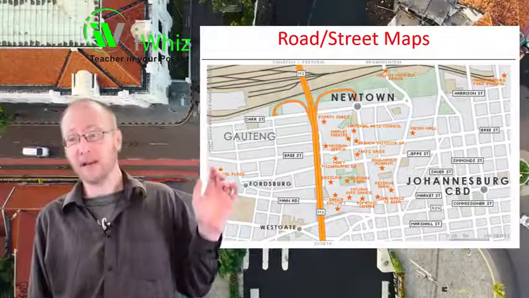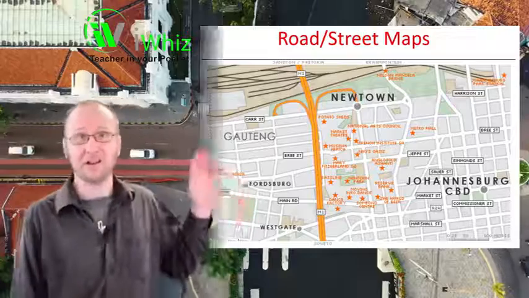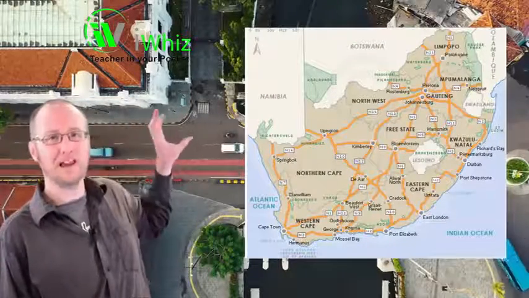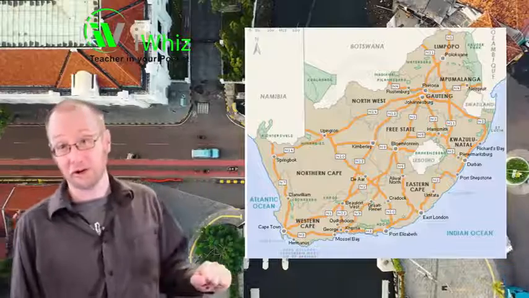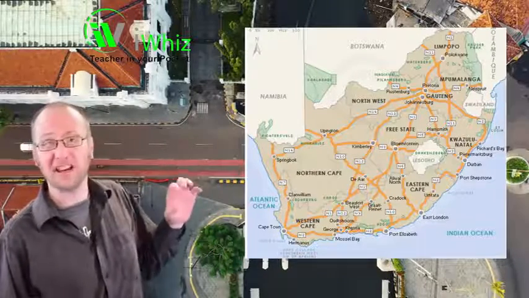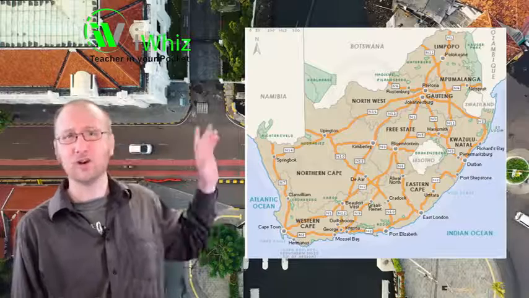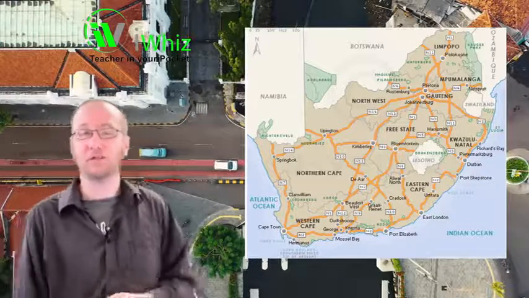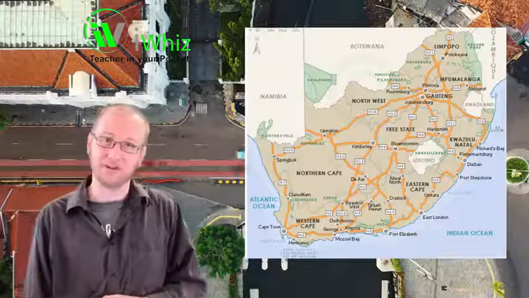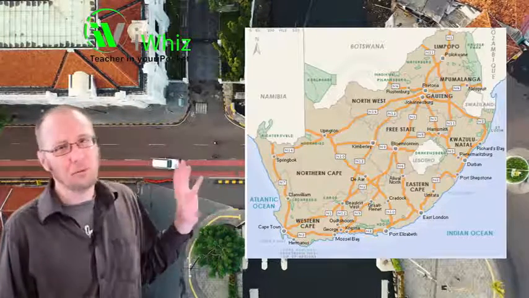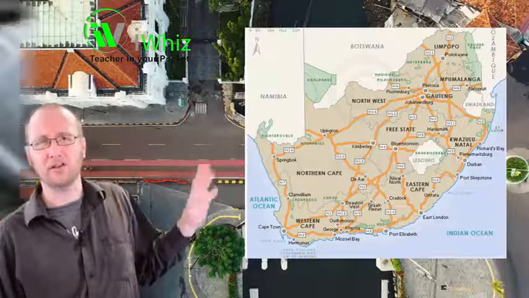If we go to the next map, however, this is another street or road map, but this one is showing all the major roads in South Africa. As you can see, a lot of detail is lost because we're looking at a bigger area, and it just shows all the main freeways connecting the different towns, provinces and cities. So, road maps change depending on their scale.